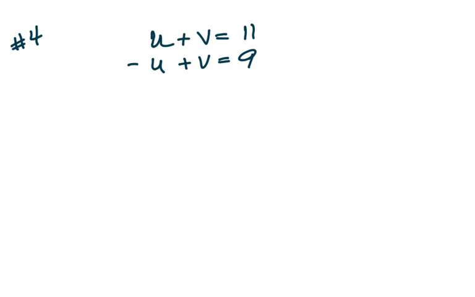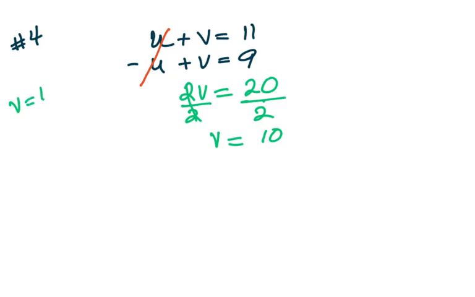Our next problem, this is problem number 4, because you're skipping number 3, says u plus v is 11, and then -u plus v is 9. Well, this makes it easy, because the u's will just cancel out, because positive u, negative u cancel right out. All right, now I have 1v plus 1v, so I have 2 v's equals 11 plus 9, which is 20. Divide by 2 on both sides. And v is going to equal 10.